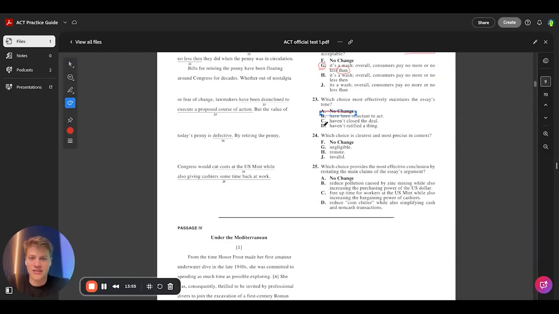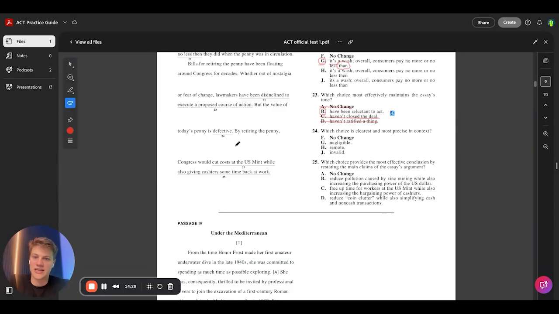Haven't ratified a thing. That's a little bit too informal. Haven't closed the deal. A little bit informal. And answer choice B is both formal, but also not too wordy. You're really looking for a simple, sort of happy medium when you're answering tone questions. You don't want super fancy language, but you also don't want super informal language. You want to find the middle ground when it comes to tone questions on the ACT.